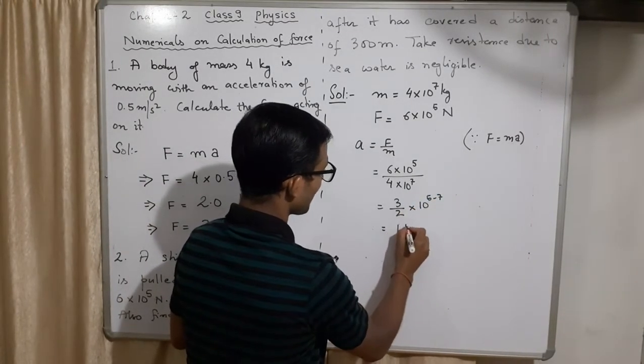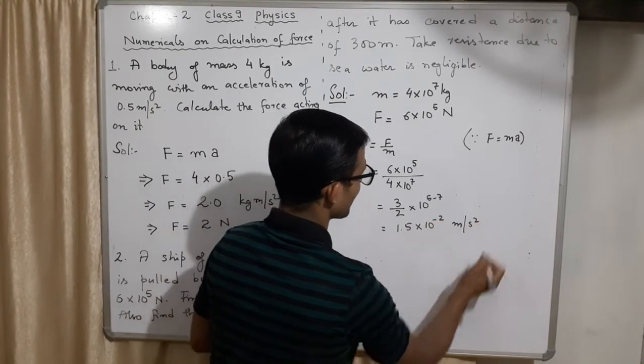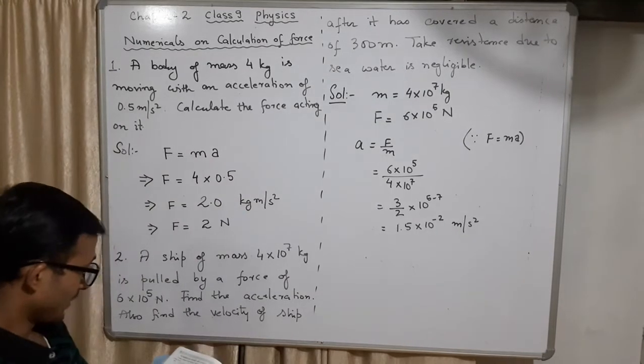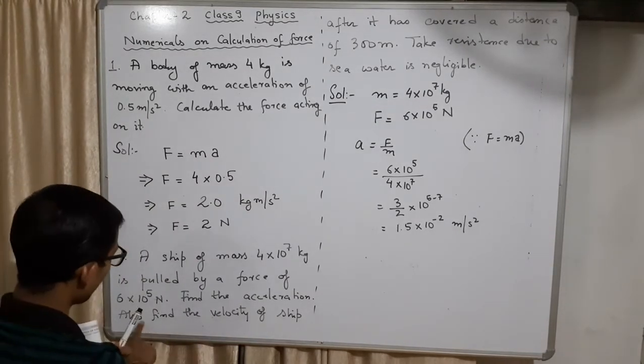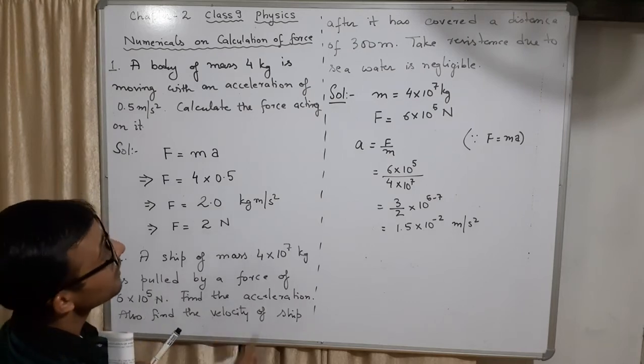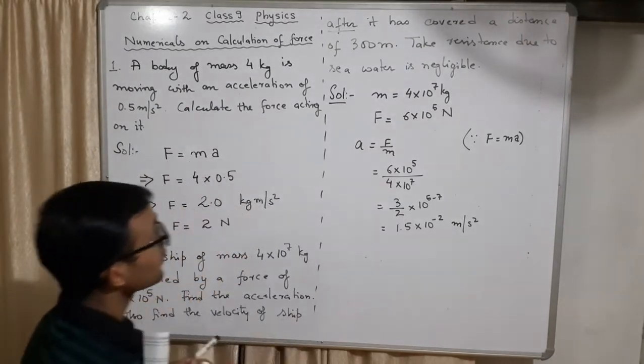1.5 into 10 to the power minus 2 meter per second square. This is the acceleration I got here. After that, what is remaining here? Also find the velocity of the ship, remember this, after it has covered a distance of 300 meters.